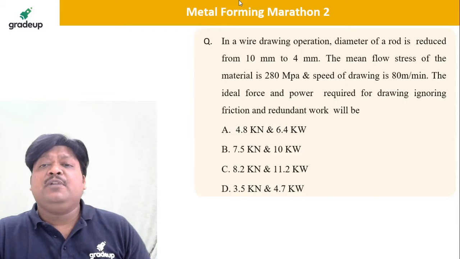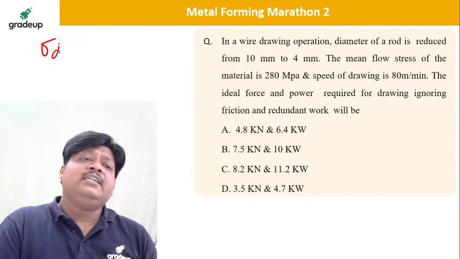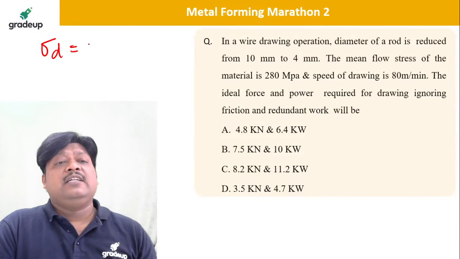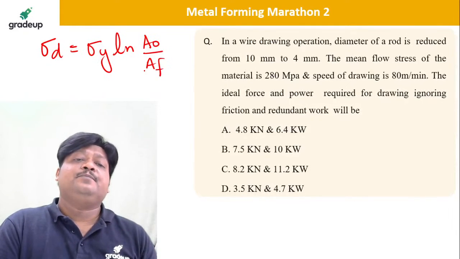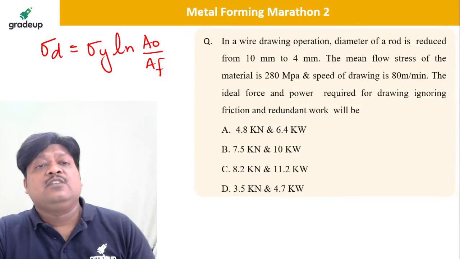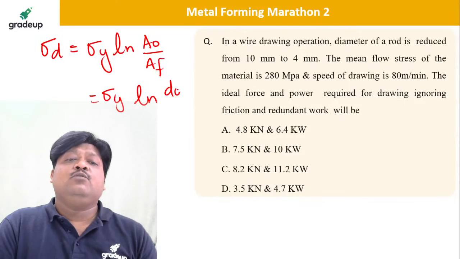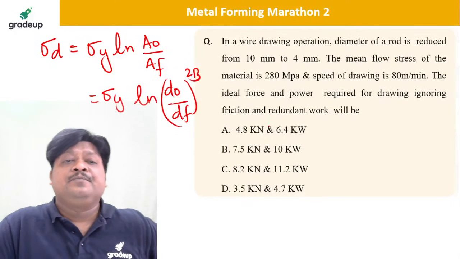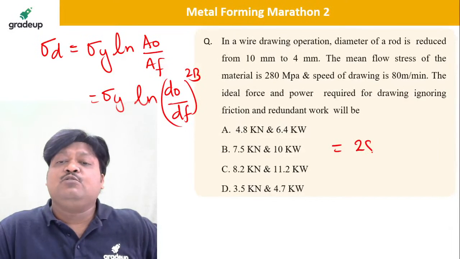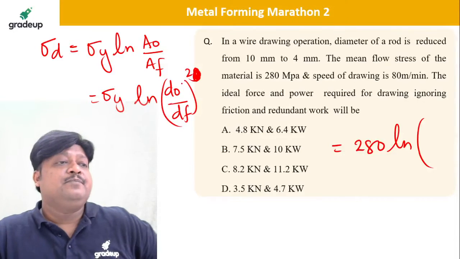In wire drawing operation, see here, this is the ideal case of deformation, so no friction and all. Simply the drawing stress is equal to sigma y, the yield strength of the material, into ln of A original divided by A final. Very simple. So what is A original by A final? That is sigma y into ln of D original by D final whole squared. Then what is sigma y? Sigma y is 280 into ln of D original. Sorry, only square. There is no friction, so no any b. Only 2.